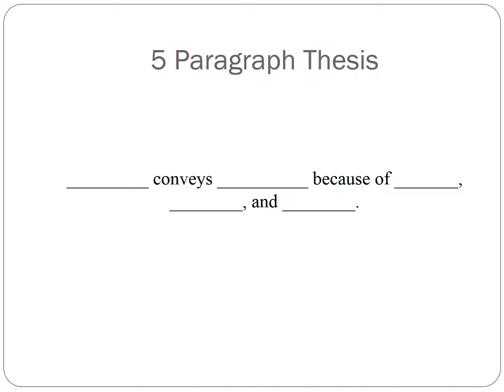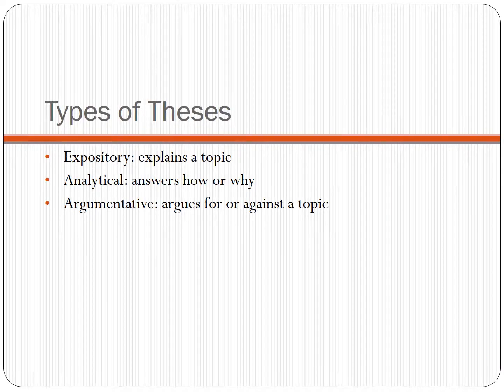Consider the thesis of a generic 5-paragraph essay, which includes a title, 3 body paragraphs, and a conclusion. The thesis would read something like this: blank conveys blank because of blank, blank, and blank. The list of 3 evidences then gives structure to the rest of your paper, with each body paragraph using the evidence in the thesis to defend the claim you are posing about the topic. We will be discussing 3 types of theses: expository, which explains a topic; analytical, which answers how or why; and argumentative, which argues for or against a topic.